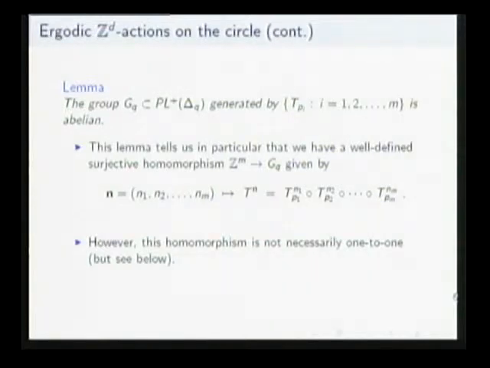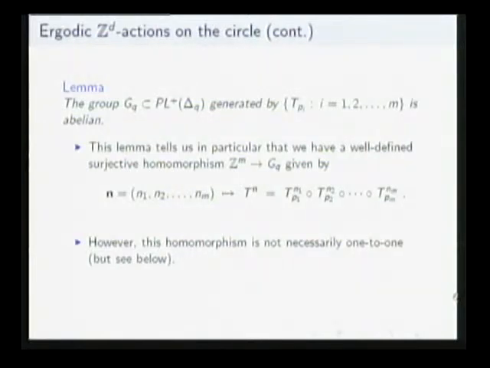For instance, let me give you an example. Suppose you have base 10. So if you're working in base 10, 10 is 2 times 5. So you can look at T_{2,10} and T_{5,10}. The rotation number of this one is log 2 in base 10. The rotation number of this one is log 5 in base 10. The sum of these two rotation numbers is 1.